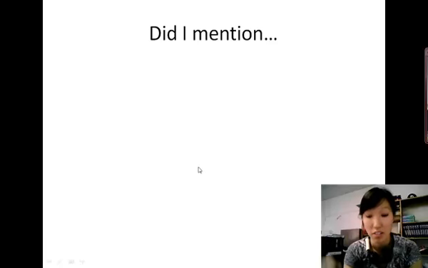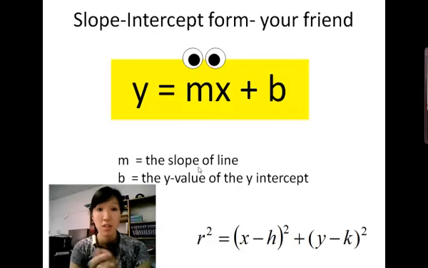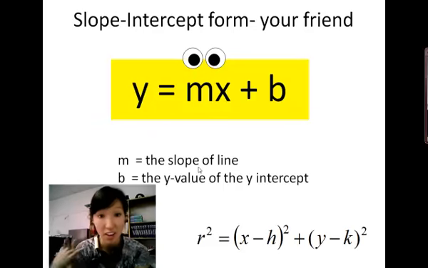So did I mention? You better be able to give me an equation for a line if I ask for it. Alright, if I give you 2 points, give me that equation. To do that, I have what we call the slope-intercept form, which is your friend. I've highlighted it and put googly eyes on it to make it more friendly looking, because you really got to know this. M and B are what we need to define in this linear equation.